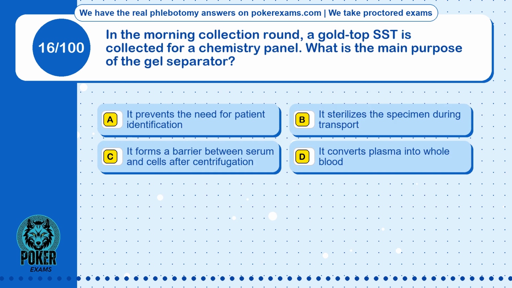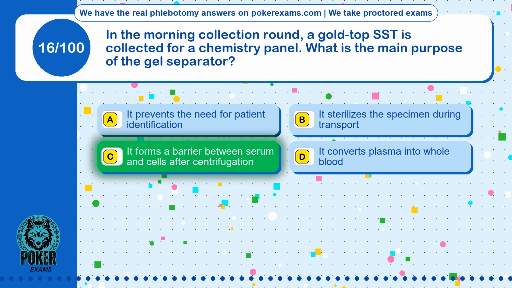Question 16. In the morning collection round, a gold top SST is collected for a chemistry panel. What is the main purpose of the gel separator? Option A. It prevents the need for patient identification. Option B. It sterilizes the specimen during transport. Option C. It forms a barrier between serum and cells after centrifugation. Option D. It converts plasma into whole blood.